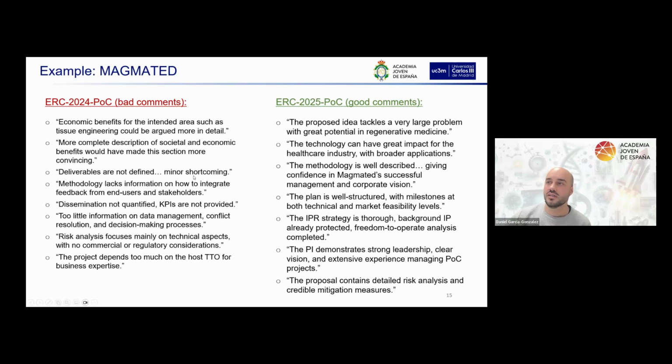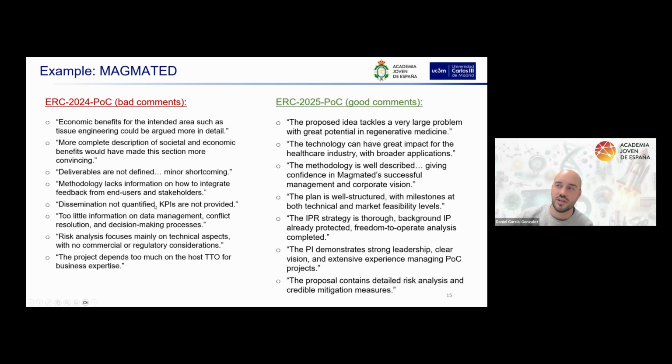Deliverables are not well defined, minus or comments. Okay, so I didn't put this kind of go, no go, and clear milestone deliverables. Although there are no official deliverables in the proof of concept, by the way, you can have internal ones. Methodology lacks information on how to integrate feedback from end users and stakeholders. So they were saying, okay, you have your end users involved, but you haven't provided a clear pathway or method to get information from them and how this information is going to help you.